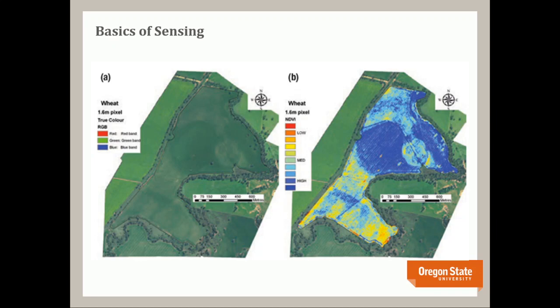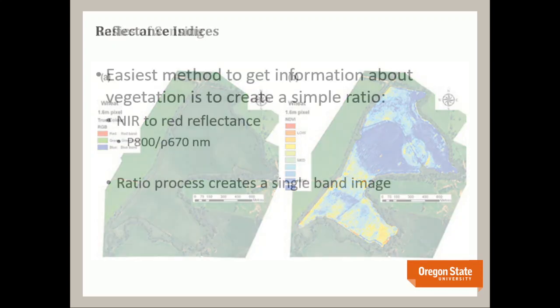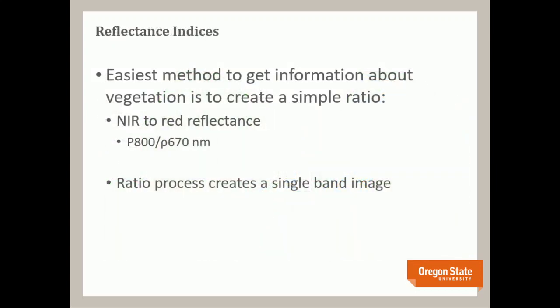Basics of sensing. Wheat at 1.6 meter pixel. True color based versus NDVI is presented here. The variation of the crop map is clearly presented in both figures. Reflectance indices: the easiest method to get information about vegetation is to create a simple ratio of near infrared to red reflectance.